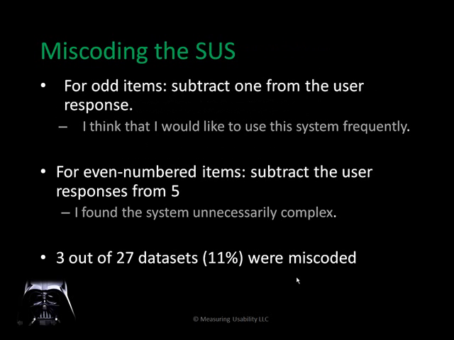And surprisingly, for miscoding, it would seem that it would be an intuitive thing to do with software, but if you forget to recode the even items, you can still get reasonable SUS scores, and it's impossible to tell the difference without actually seeing the raw SUS scores. And we found, over the years of data sets that we've collected and have been donated to us, that 3 of the 27, or 11%, were actually miscoded by the researchers. They forgot to reverse the even items and reported a score that was different than the raw items would have suggested.